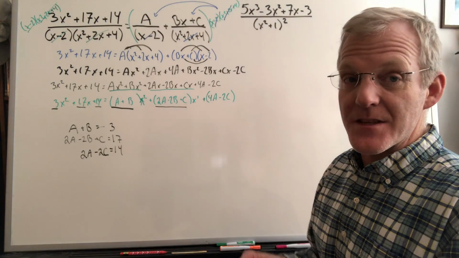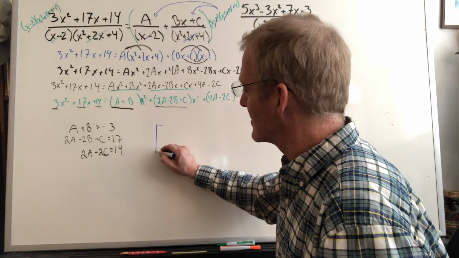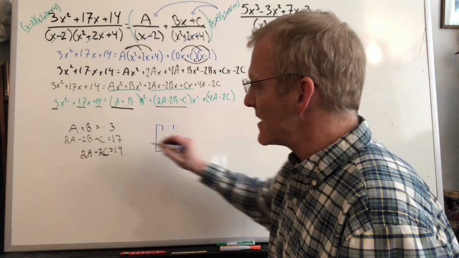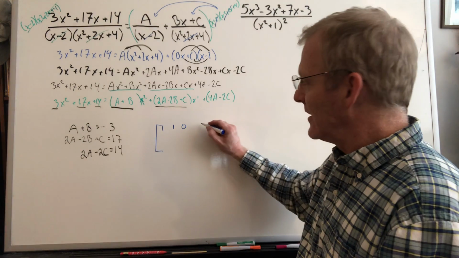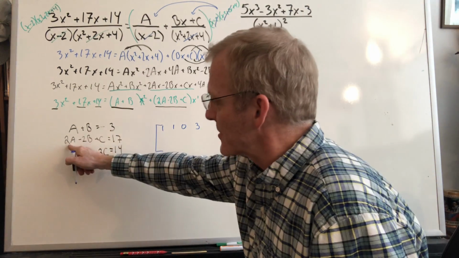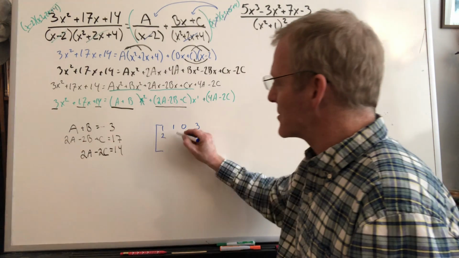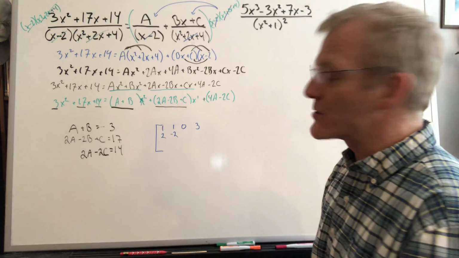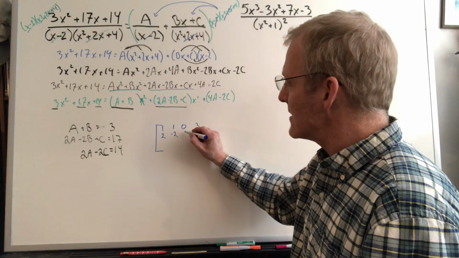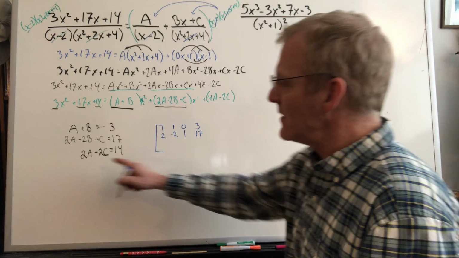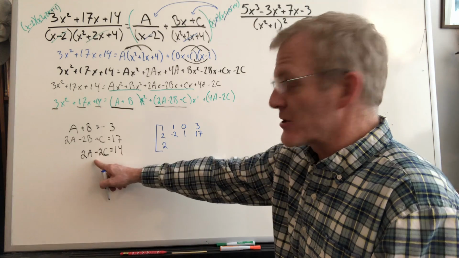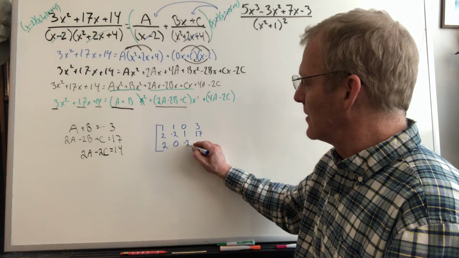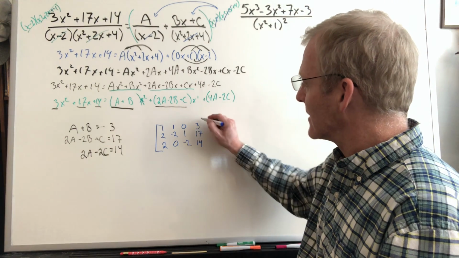So just to show you how we would set this up in the calculator as a matrix, we'd put a 1a plus 1b plus a 0c. There is no c there. Equals 3. A 2a minus 2b. Remember, negative is different than minus, so it's a negative 2 that we're using. Negative 2 plus 1c equals 17. And then we've got 2a. There's no b, so that's got to be plus a 0b, right? So 0 for b minus 2 for c, and it equals 14.